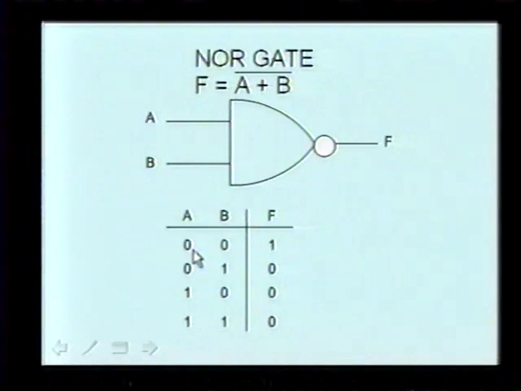Gate, it's inverted, so any 1 in gives you a 0 out, and 2 zeros in gives you a 1 out.